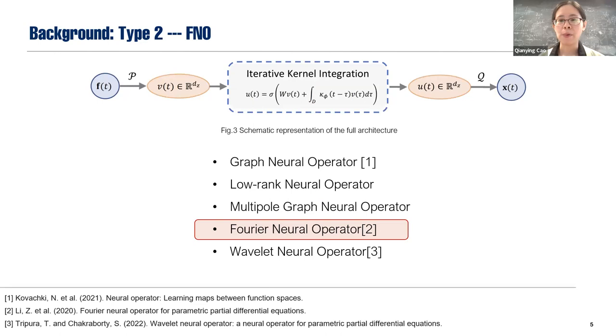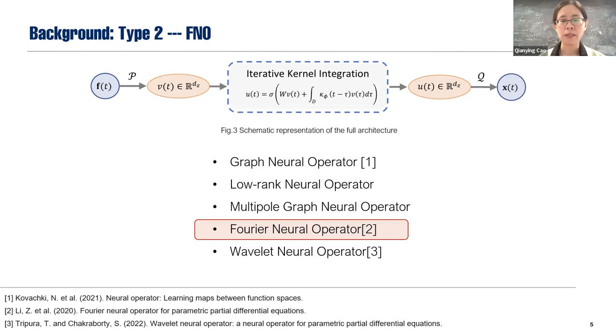Another type of neural operator is guided by the Green's function. It also includes several neural operators, such as graph neural operator, Fourier neural operator, and the wavelet neural operator. These neural operators have the same architecture, which is shown in figure 3. The architecture includes three steps.